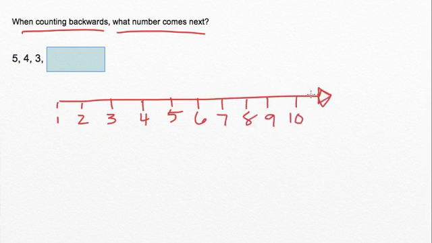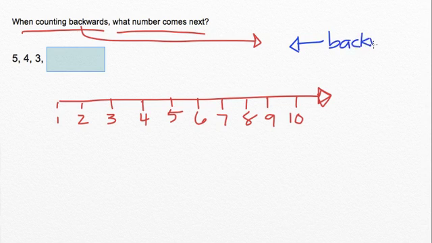Perfect. So now it's important to remember that counting backwards means that we are going to be going to the left on our number line. Backwards means that we are going to be counting towards the left on our number line, so that our numbers are getting smaller. If we were to count this way, for example, 1, 2, 3, 4, 5, we would be counting forward, so our numbers are getting bigger.